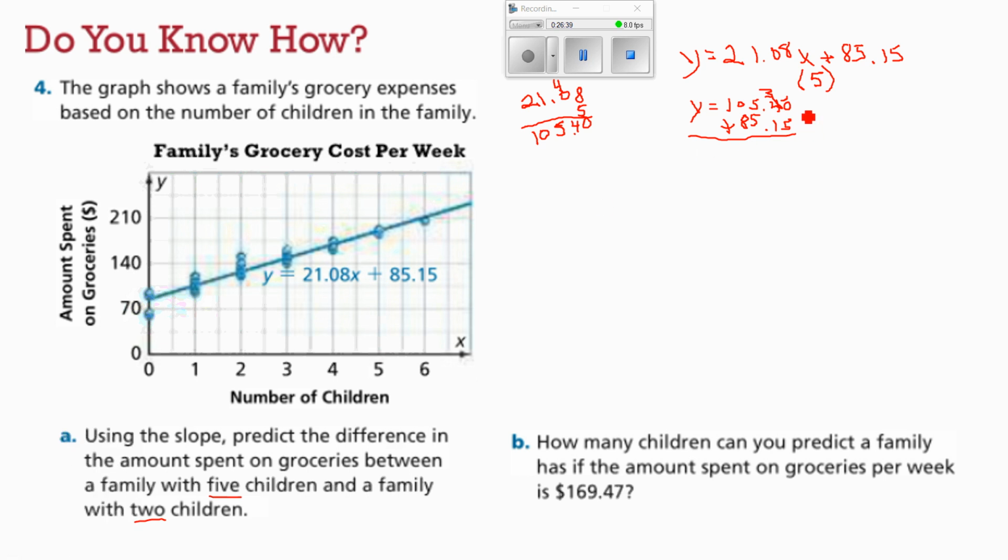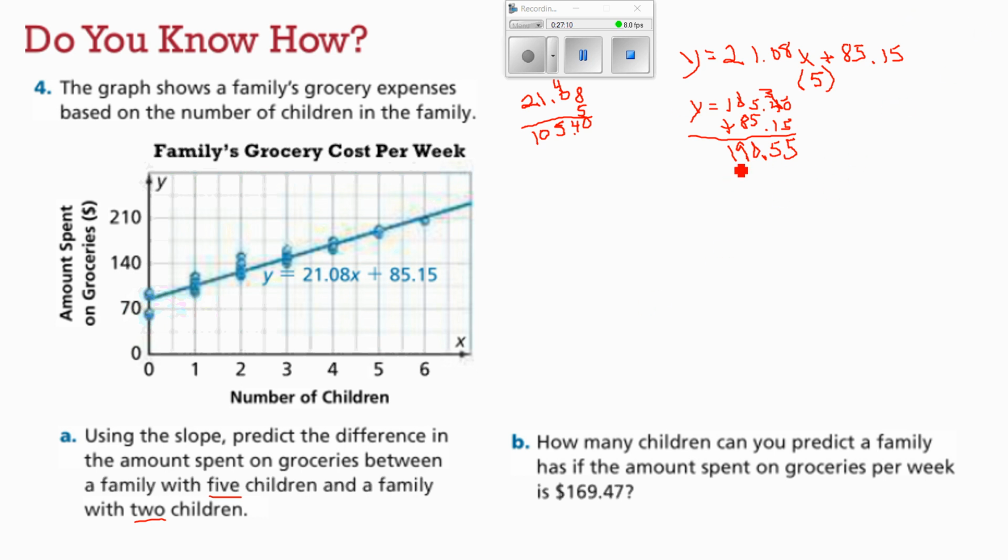So let's see, this would have been 0 plus 5, which is 5. This would have been 4 plus 1, which is 5. It's 5 plus 5, which is 0. Carry the 1. That would have made this 9. That would have equaled $190.55 for a family of 5. Okay, so that's one coordinate.